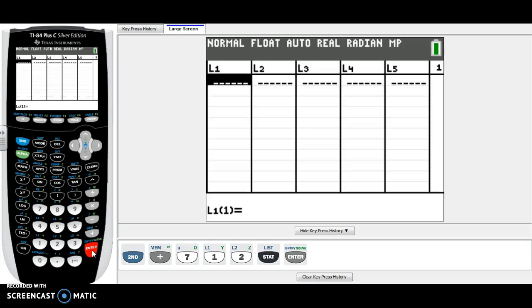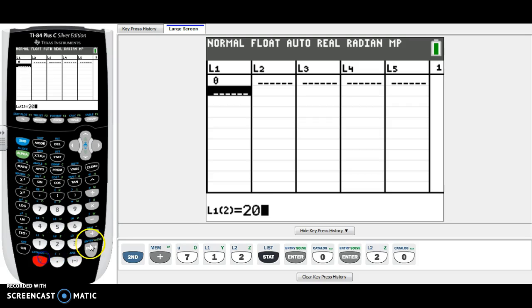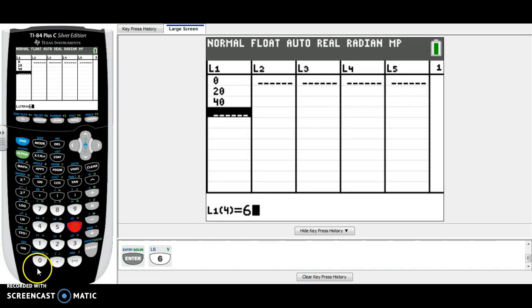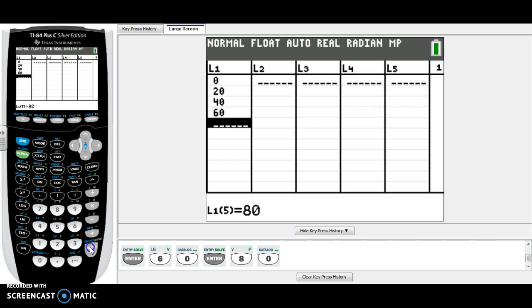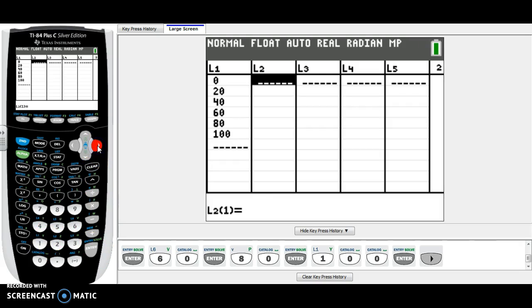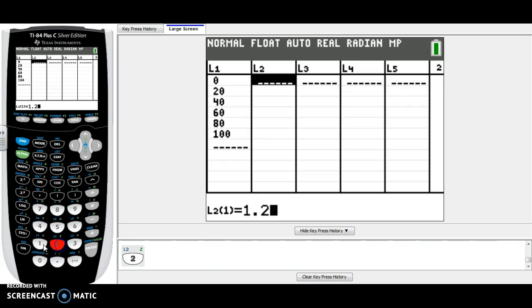and I'm going to enter the X values in. Now notice that we're not entering in the years, 1890, 1910, 1930. We're entering in the years since 1890. So our first X value is going to be 0. And then you can go ahead and enter in the rest of these X values. Then go over to the next list, list 2, to enter your Y values.